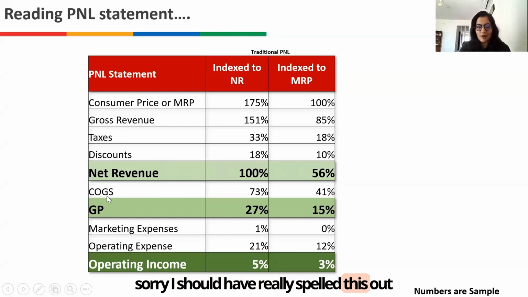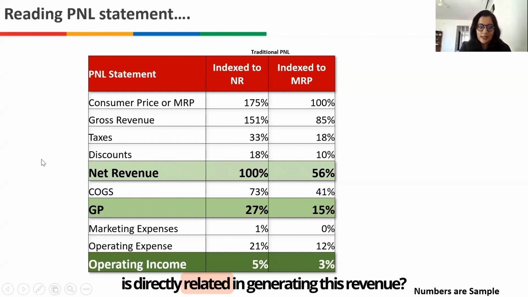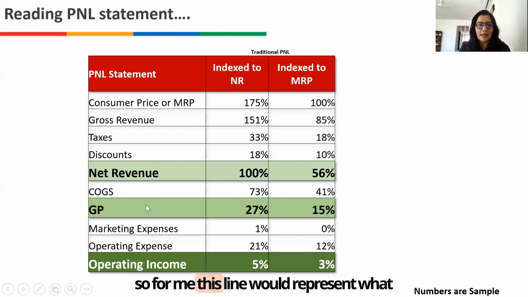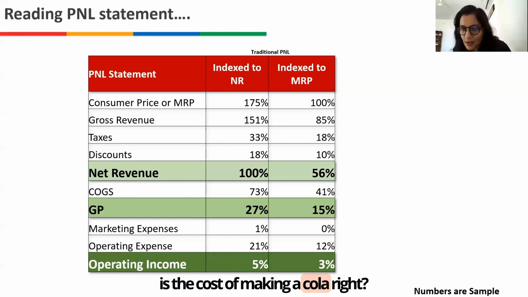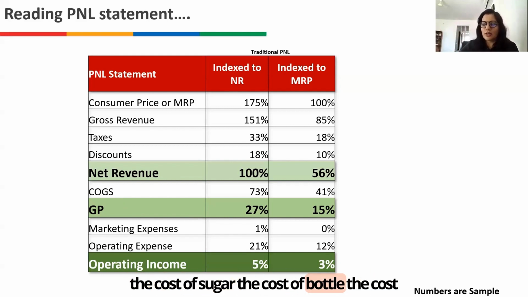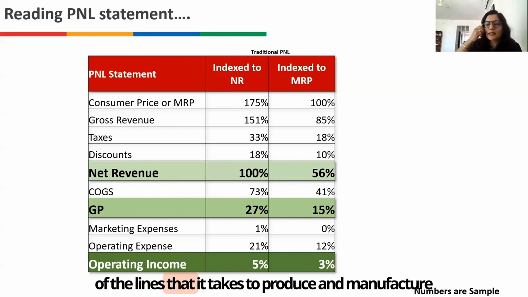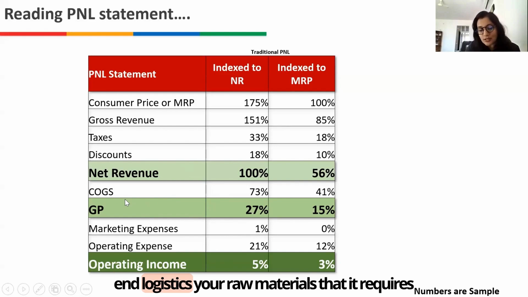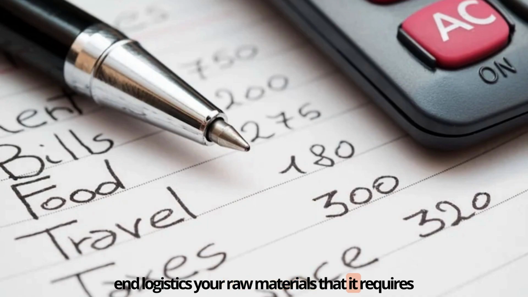Sorry, I should have spelled this out. It is basically the expenses directly related to generating this revenue. Let me use a Coke example, it's easier. This line would represent the cost of making a cola: the cost of sugar, the cost of the bottle, the cost of the lines it takes to produce and manufacture. So this is really about manufacturing expenses, your back-end logistics, and the raw materials it requires.